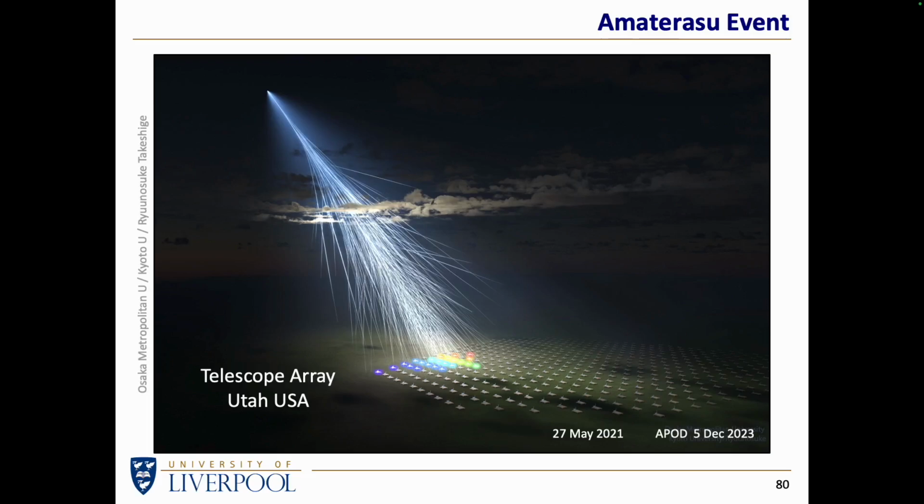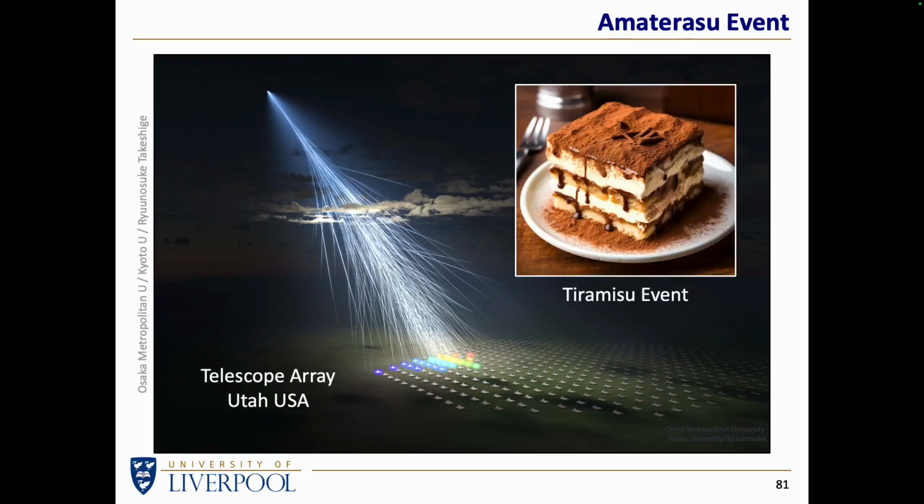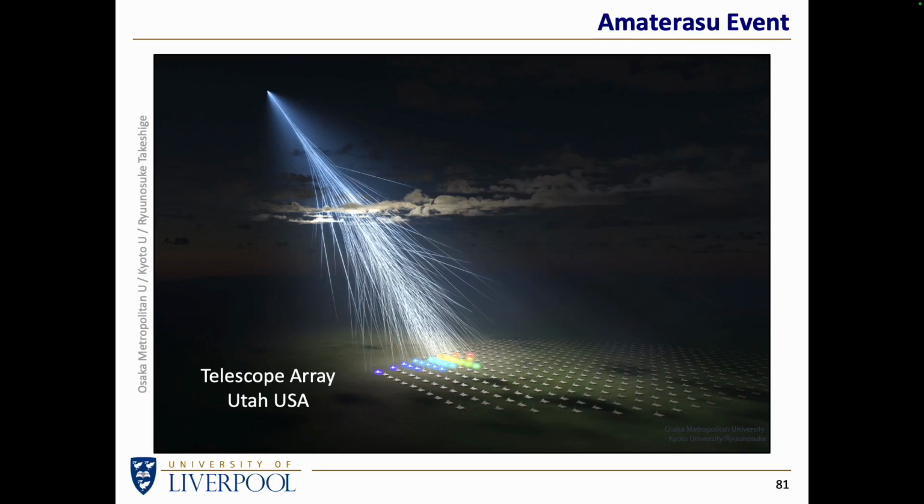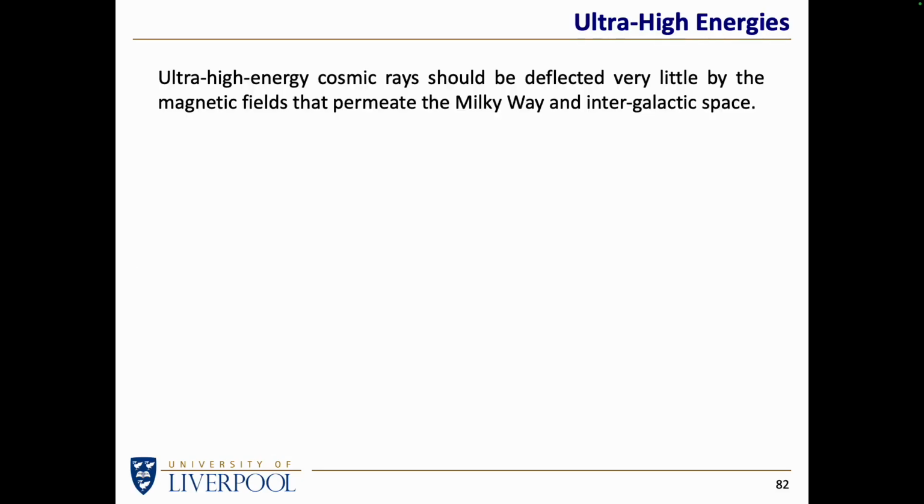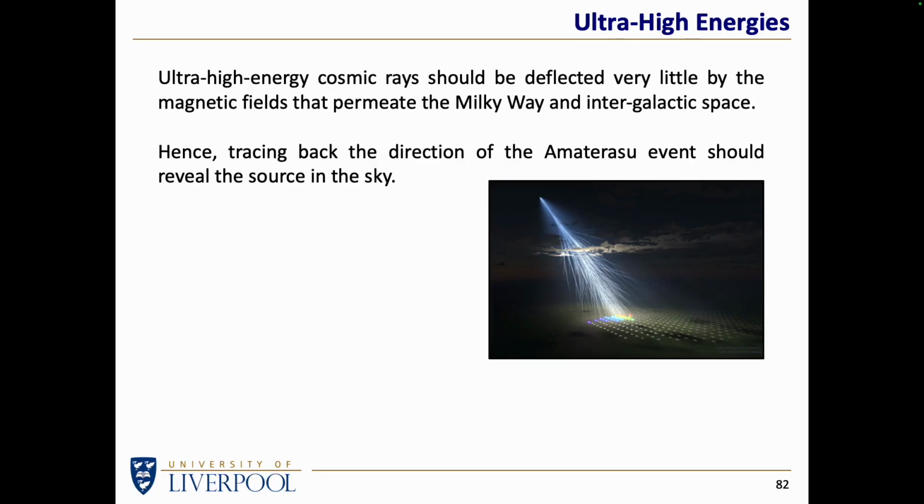Now, the Amaterasu event should not be confused with the tiramisu event, which is what they had afterwards when they realized that they had caught one of the most energetic particles ever. It's actually not the most energetic, it's the second most energetic particle ever discovered. But they figured that it should be possible now to do something useful with that. It is such a high energy, surely it shouldn't be deflected by magnetic fields. So we should be able to trace it back and figure out what it came from.